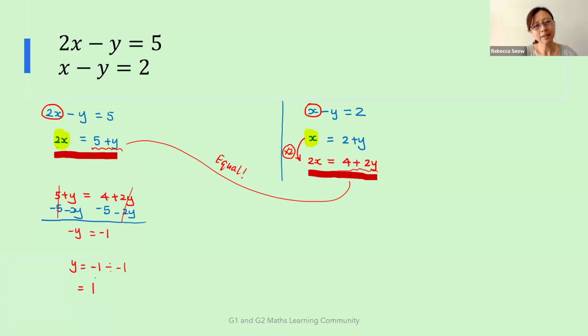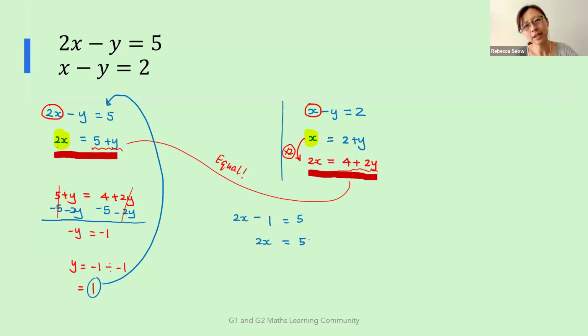Next step, I'm going to substitute y equals 1 into the top left-hand equation. The equation on the left-hand side says 2x minus y equals 5. So 2x minus, instead of y, I'm going to replace it with the number 1, equals 5. So 2x would be 5 plus 1, which is 6. And then x would be 6 divided by 2, which is 3. So therefore, x equals 3 and y equals 1.